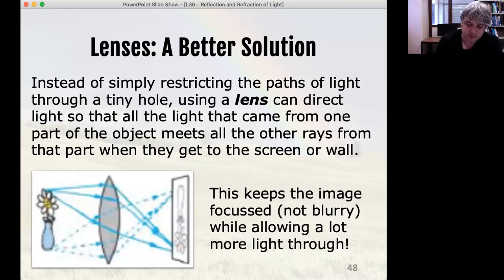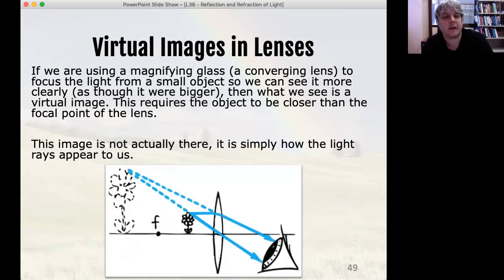They're a great advent, obviously, and they've allowed a lot of other technology to build on top of them. When we use a magnifying glass, which is just a converging lens, that's all it is, and you focus the light from a small object so we can see it clearly as though it were bigger, then this is just the same as seeing that underwater fish or seeing the physicist in the pool. It bends the light and makes it look as though it comes from something else, from a virtual image. It makes it look like the object is in a different position and indeed a different size.